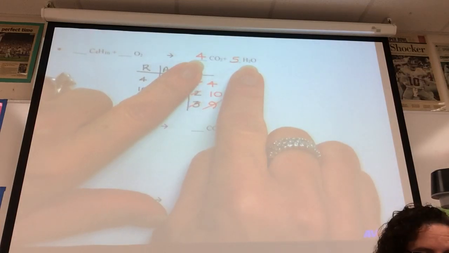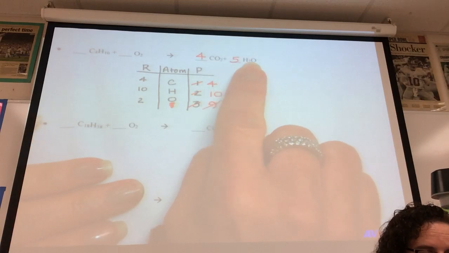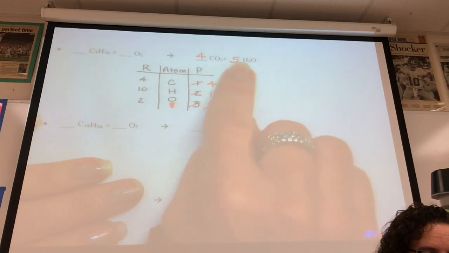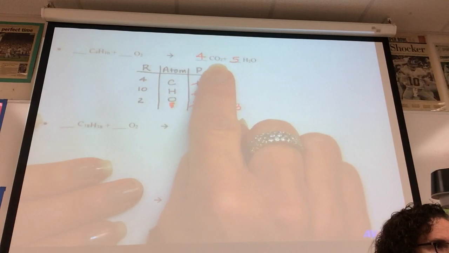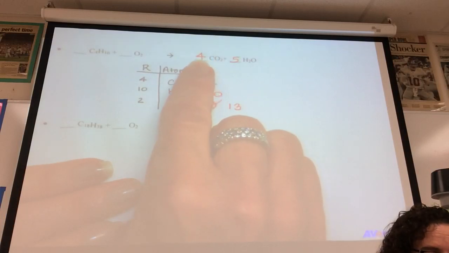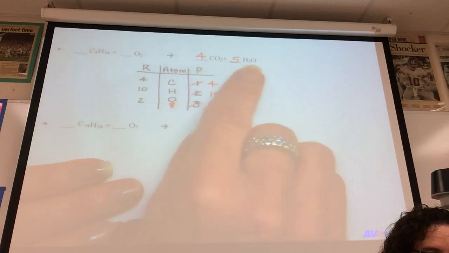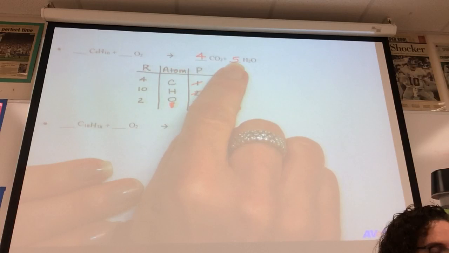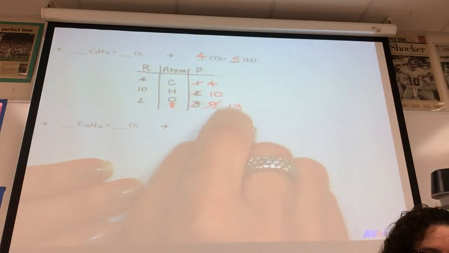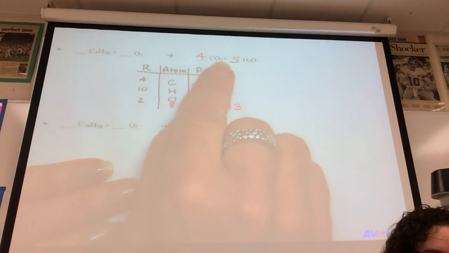You put a 5 there. I put a 5 here, so that makes 5 O's here. And how many O's here? You're going to multiply the coefficient times the subscript. So 4 times 2 is? 8. Plus 5 more is? 13. All right, so coefficient times subscript, but you have more O's here. So plus the 5 times 1, 8 plus 5 is 13.